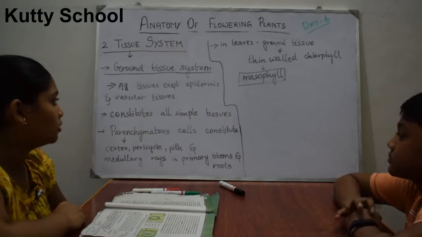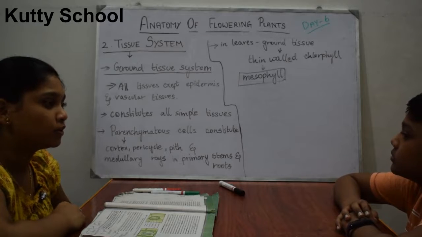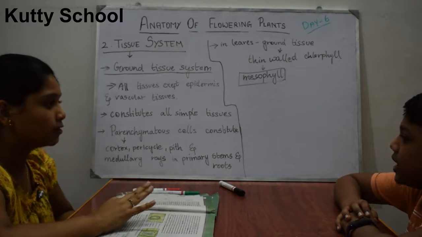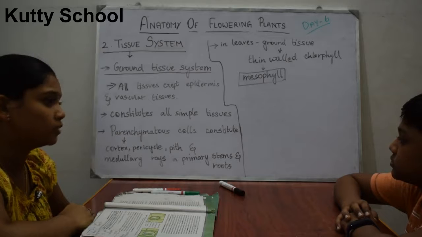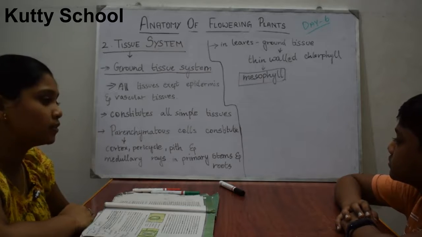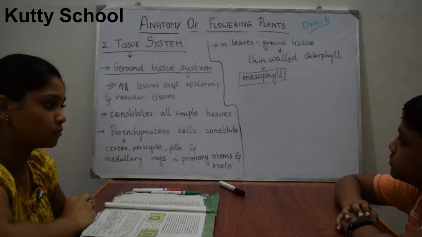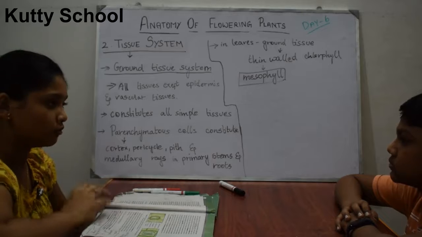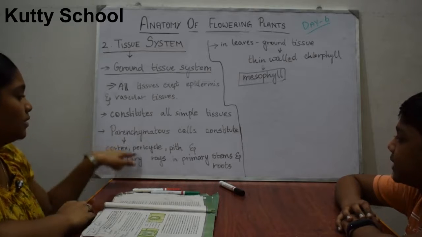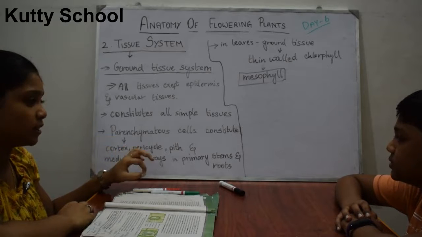Here the ground tissue constitutes all simple tissues. What are the simple tissues? Parenchyma, collenchyma, sclerenchyma. All these constitute the ground tissue system. Which tissues are composed of parenchyma cells? Those tissues are cortex, pericycle, pith, and medullary rays in primary stems and roots.